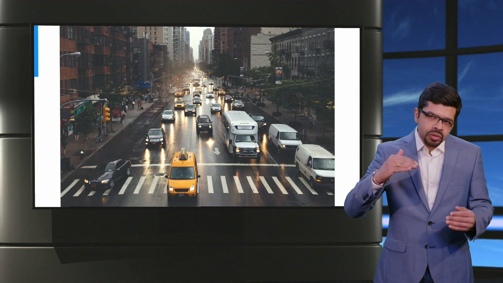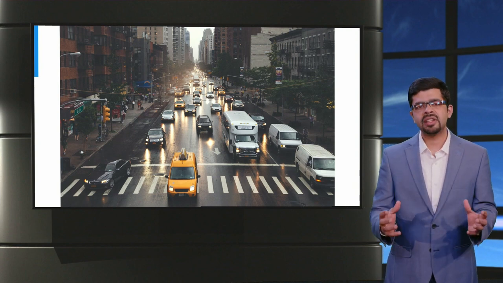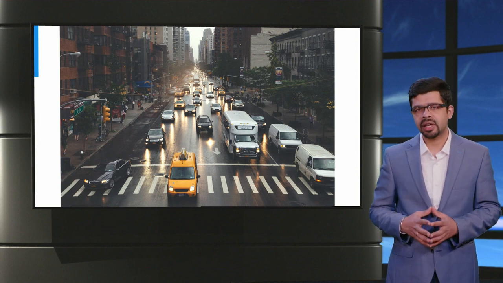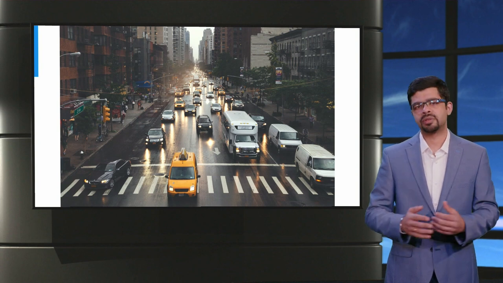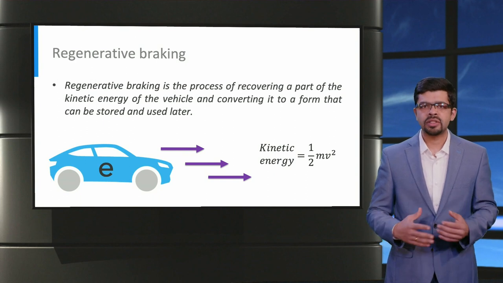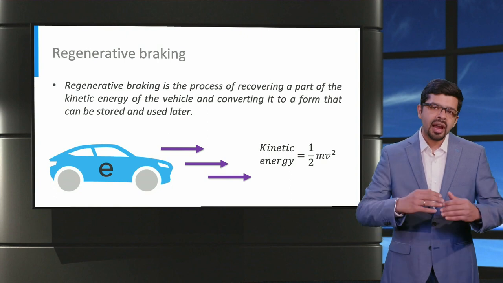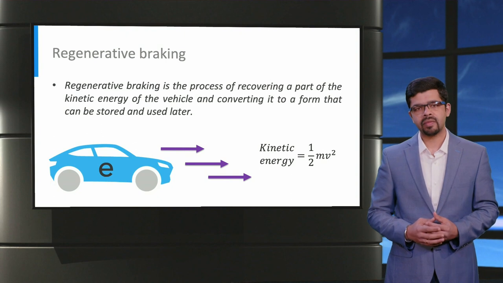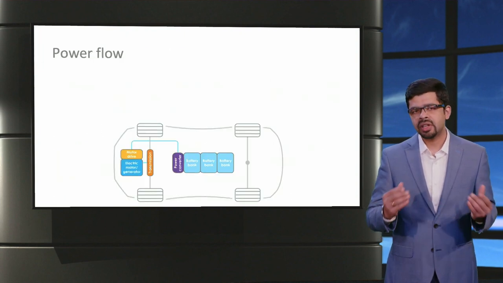When we brake to slow down or stop in a conventional vehicle, the vehicle's kinetic energy is converted and dissipated in the form of heat by the mechanical braking system. In other words, this energy cannot be reused. On the other hand, regenerative braking is a process of recovering part of the vehicle's kinetic energy and converting it to a form that can be stored and used later. Electric cars are unique in their ability to implement regenerative braking.